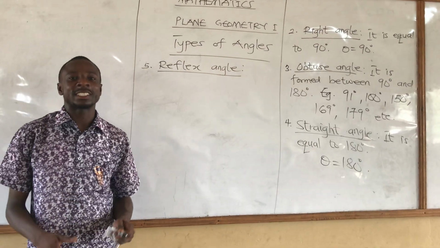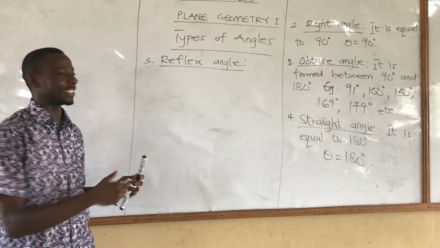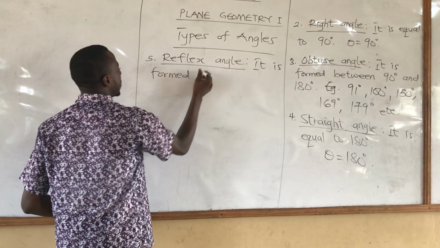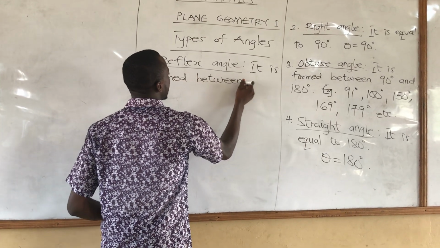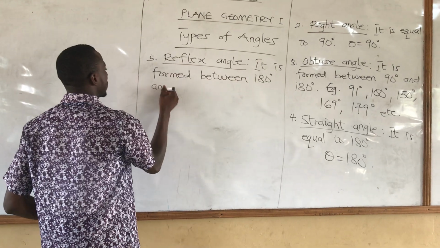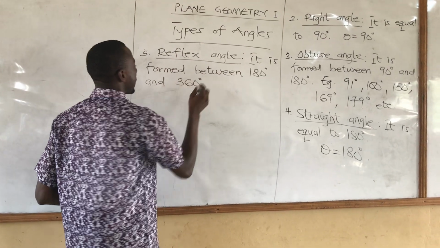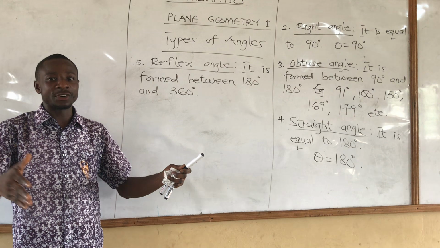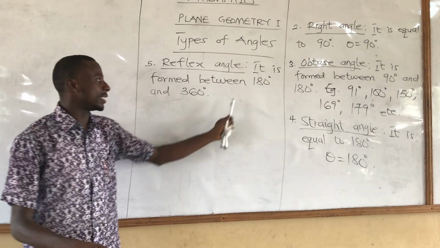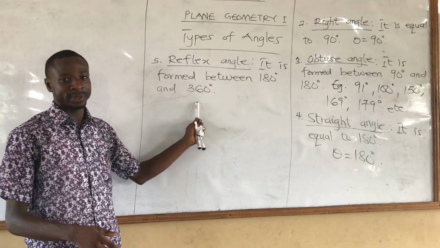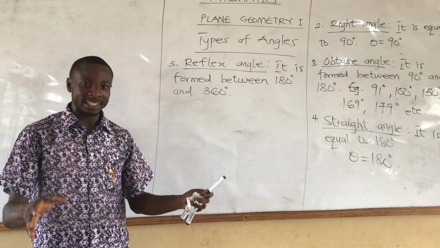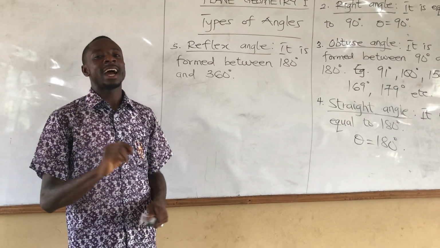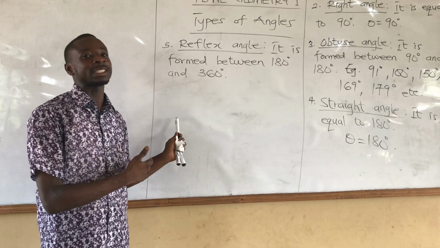The fifth type is reflex angle. So let's look at the definition. A reflex angle is formed between 180 degrees and 360 degrees. This means 180 is not included as well as 360 because it is between. So basically, it starts from 181 degrees up to 359 degrees. Let's look at some examples.